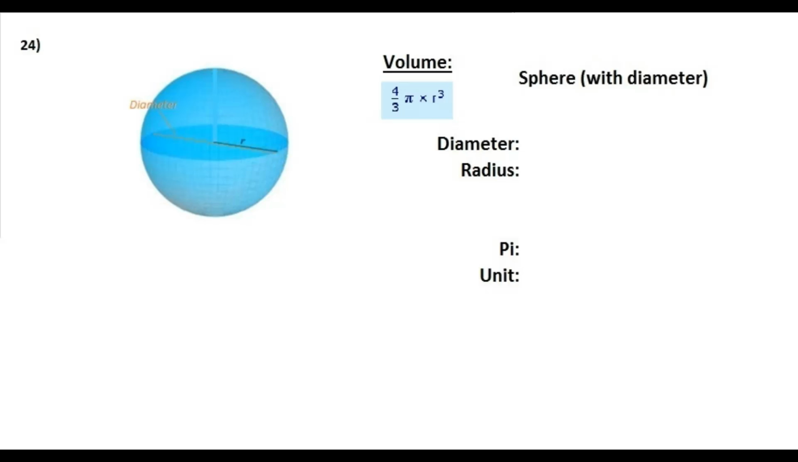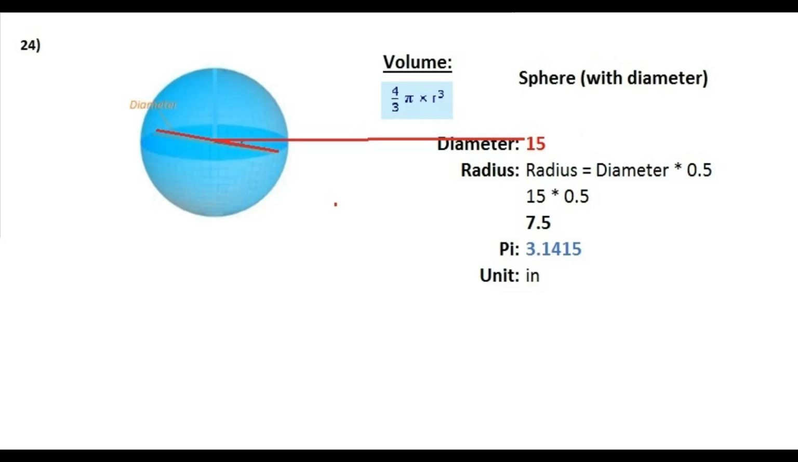For number 24, we're looking at the volume of a sphere. The volume for a sphere is 4/3 pi times radius cubed. If we look at this, we have a diameter here of 15 inches. Anytime we start with a diameter, we have to divide by 2 to get that radius. The radius is the only measurement you need to find the volume of a sphere, so we have to make sure that's right. 15 divided by 2 is 7.5, pi is 3.1415, and our units are inches.